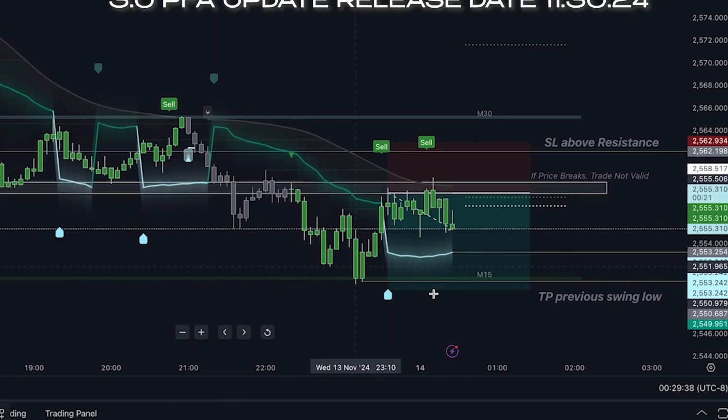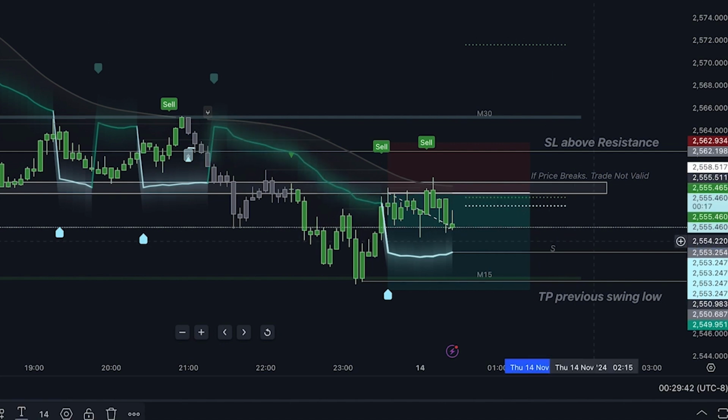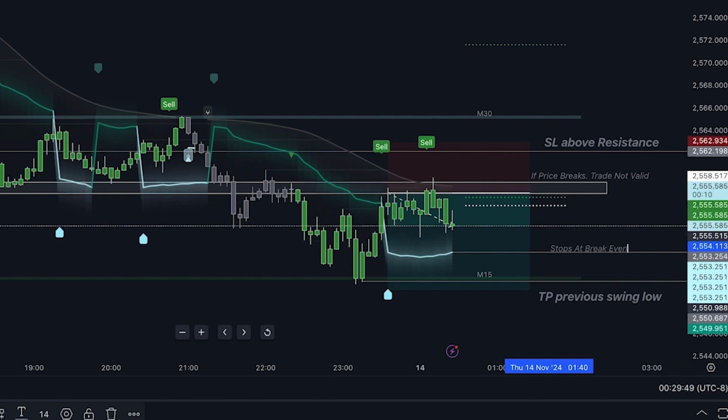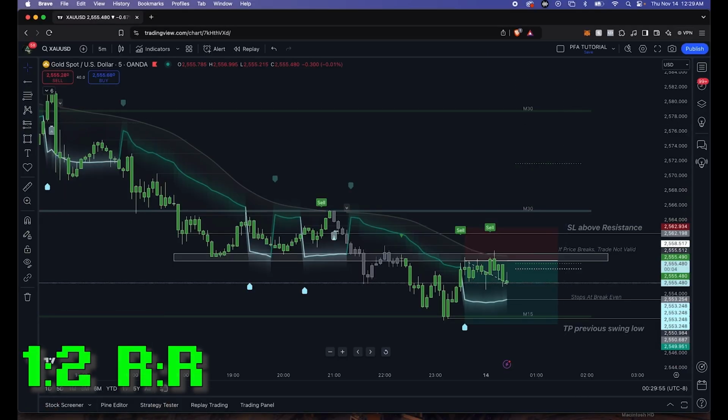And here on the 3.0 prop firm algo update, you see the TRF line. This is an area where we might see a reaction. So I'll go ahead and put my stops at break even at this point, just in case the trade turns around and goes against me. A solid 1 to 2 risk to reward. Let's go ahead and let this trade play out.